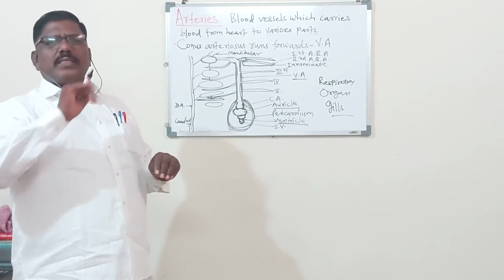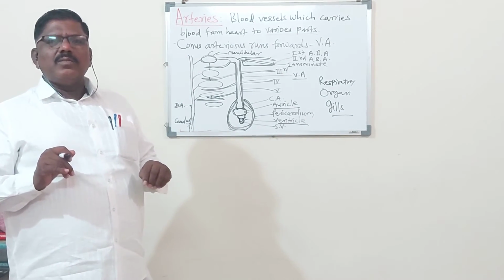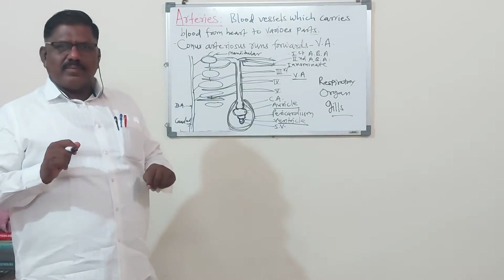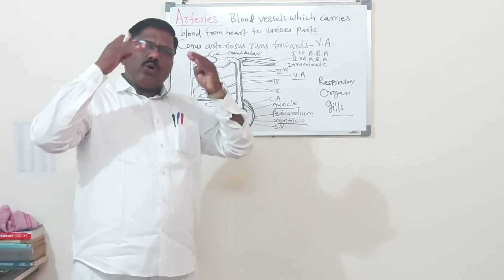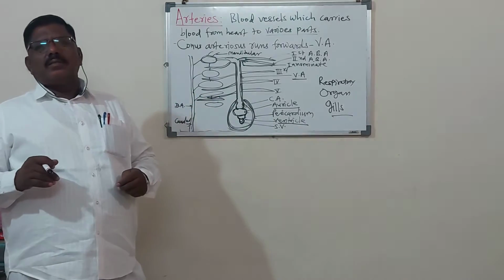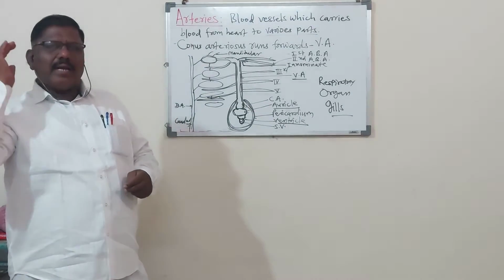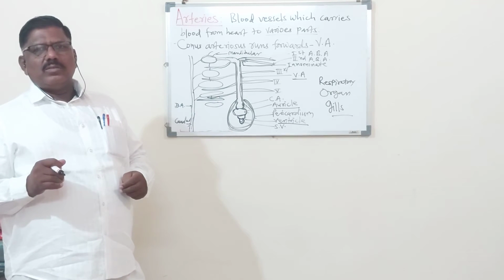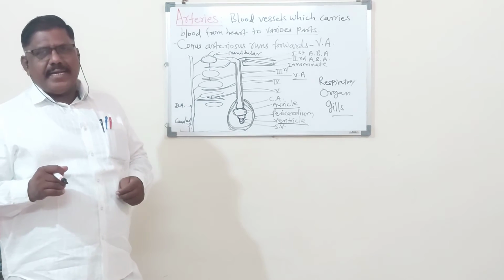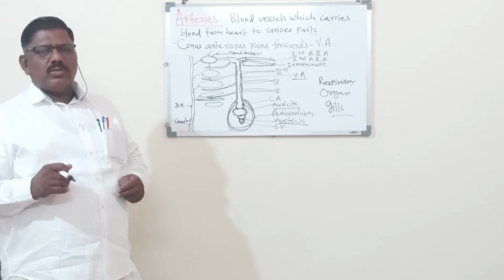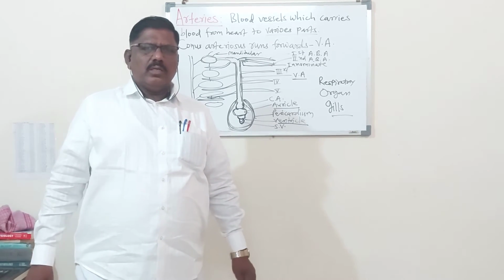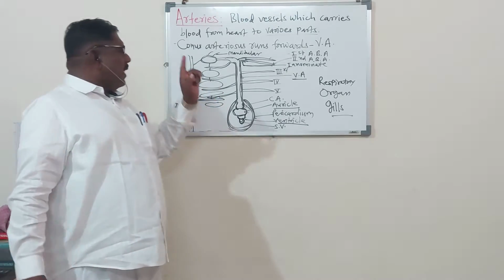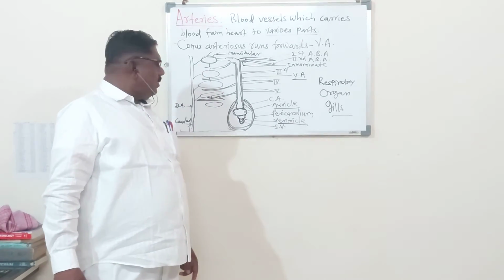One artery goes to the kidney, that is called the renal artery. The arteries which go to the ear, the auditory artery. So different arteries have different names. With the help of the figure you can understand very well.